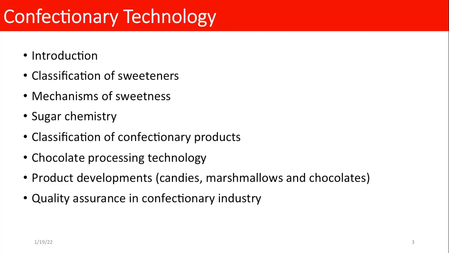And sugar chemistry. I hope you have already studied carbohydrates and sugars, their molecules, all these things. Then classification of confectionery products. Different types of confectionery products are available in the market, and we can also develop other types of confectioneries by changing their technology. We will discuss these things. And chocolate processing technology is very important. In Sri Lanka, we have cocoa, so we can develop chocolates and different types of value-added products also. And some product developments; I hope you can remember the things we practiced in the laboratory for your practicals. And quality assurance.